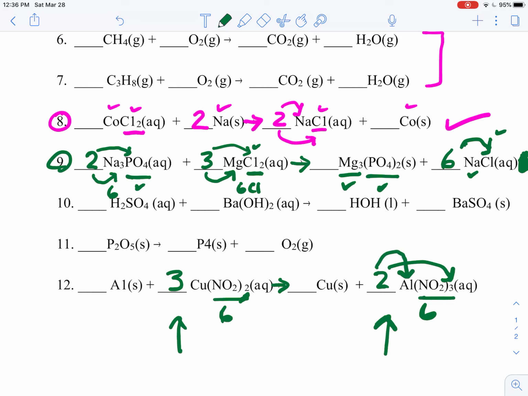The 2 coefficient means there's also 2 aluminums, so I have to make this a 2 for aluminum. Adding the 3 over here to balance up our nitrates also means we now have 3 coppers, so I need to go and put 3 coppers on the other side. That balances our aluminums and our coppers, and our equation is now balanced.